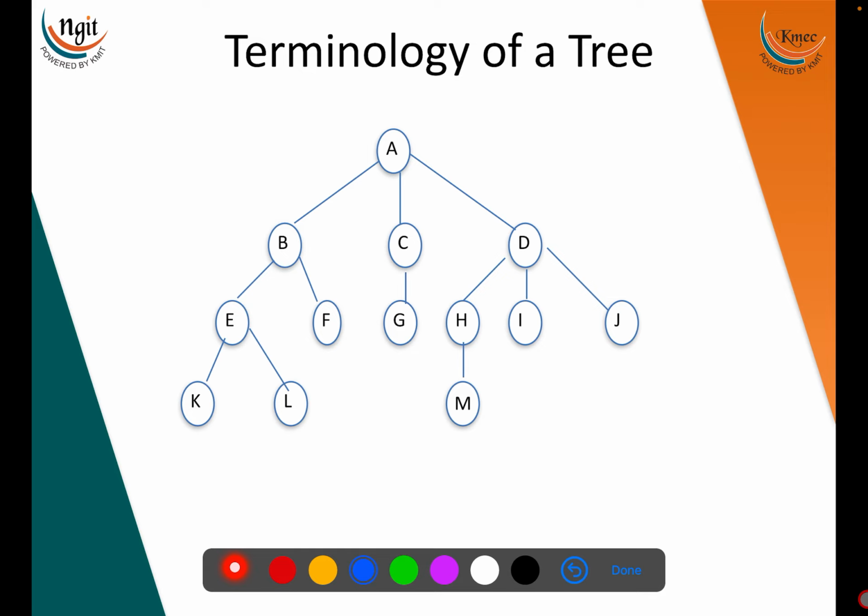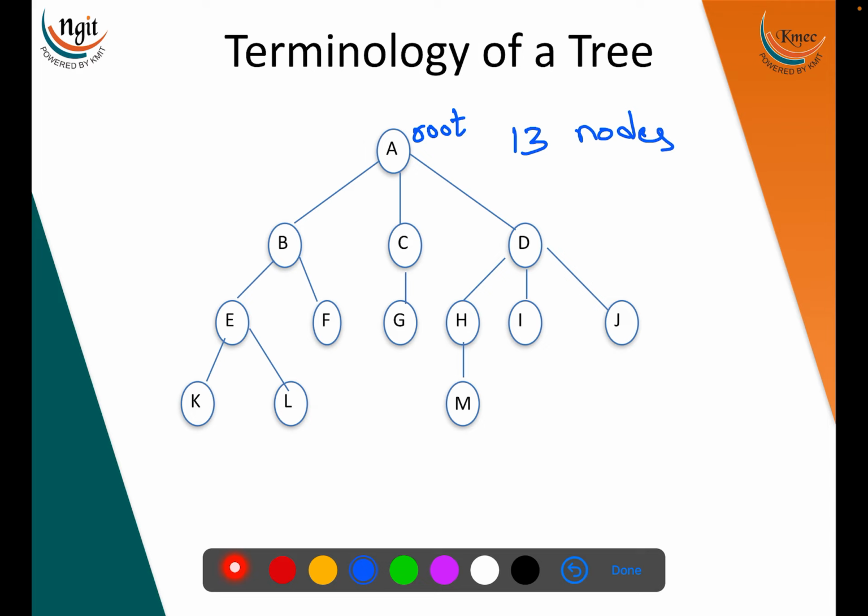So assume that there is a tree. This is the tree. For convenience, I wrote all these nodes with alphabets. There are many terms often used when referring to trees, as we discussed in the previous slide. This tree has 13 nodes. The root contains A. This is the root node. It contains A.